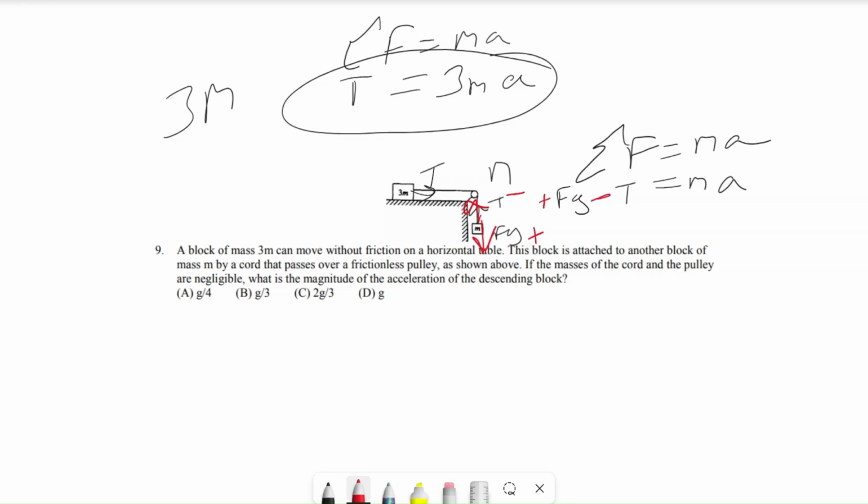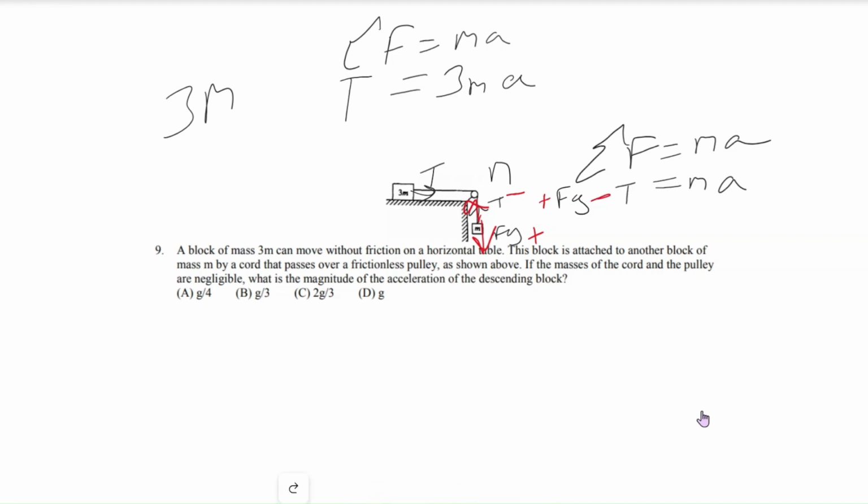Now that we have our two equations, we can see that there is something very similar in both equations. Here we have tension up here, and we have a tension down here. And since tension is the same throughout the whole rope, we can go ahead and plug in this tension value for our tension down here. So plugging this in, we get that force gravity minus 3ma is equal to ma. And combining like terms, we can do plus 3ma on both sides, and this gives us force gravity is equal to 4ma.